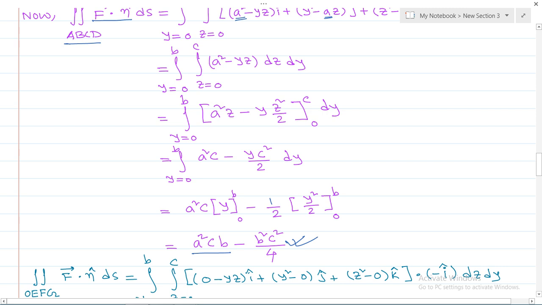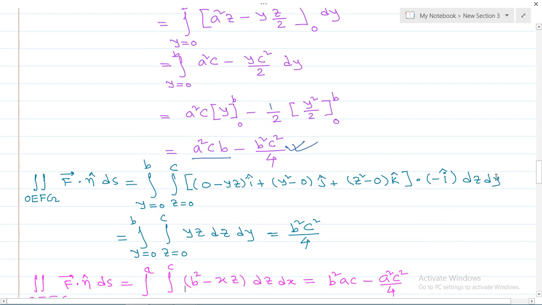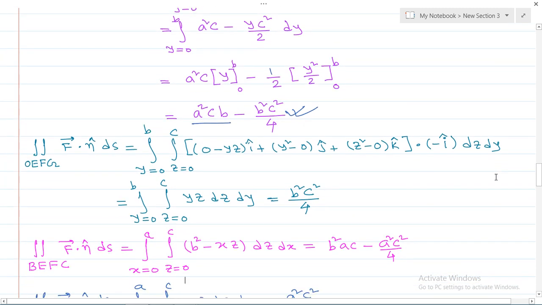Now we have to do the surface integration for the back side of the ABCD surface, just parallel to the ABCD surface. So that is going to be OEFG. For the OEFG surface, the x value is 0. So wherever x is there, we have substituted it as 0. n cap is our minus i cap, ds is our dy dz. From the table itself we have written this. So we have calculated this. Now it is coming yz dz dy.